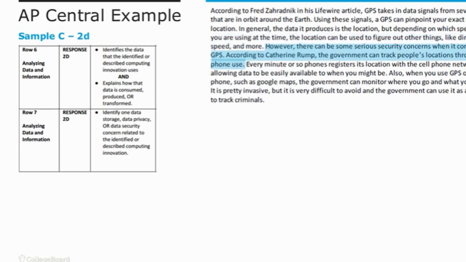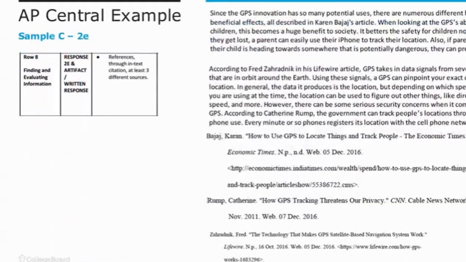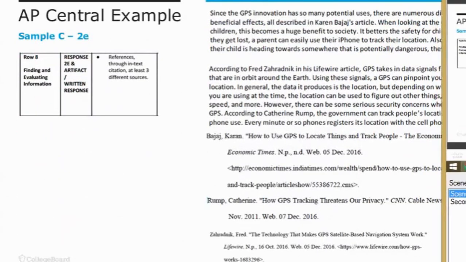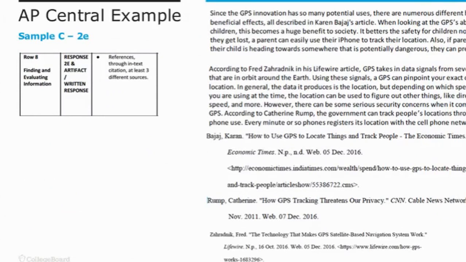And then here we have a security concern that's being identified in terms of the government tracking people's location, and just needing to be identified. They do a decent job explaining. And then I've kind of hodgepodged a couple of paragraphs together here from this sample, but you can look at all of sample C on AP Central. Here is one of the references. They did this as using strategies such as according to or as described, whatever.